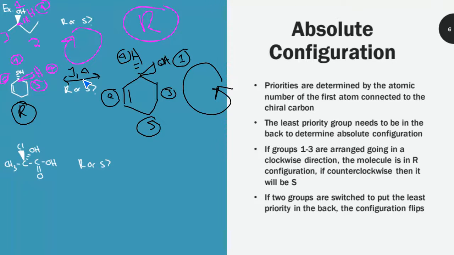You need to make sure your hydrogen is in the back, so the lowest priority is in the back, because you're just paying attention to 1, 2, 3. So you're going to switch two groups: the lowest priority group and whatever group is already in the back. Does that make sense? So it won't always be 1 and 4. Sometimes it'll be 2 and 4, or 3 and 4. It just depends on what's already in the back. Does that make sense?